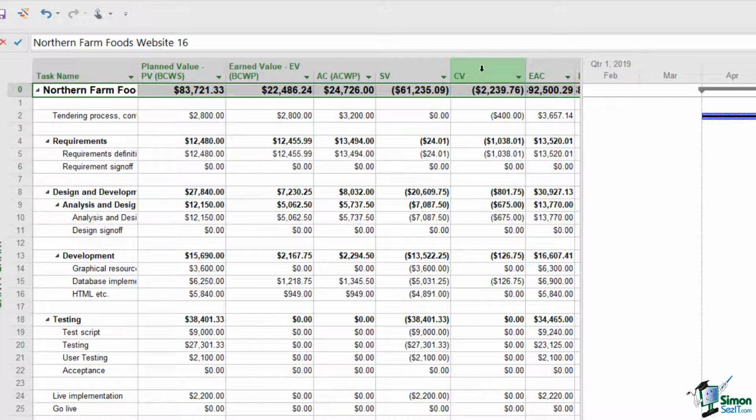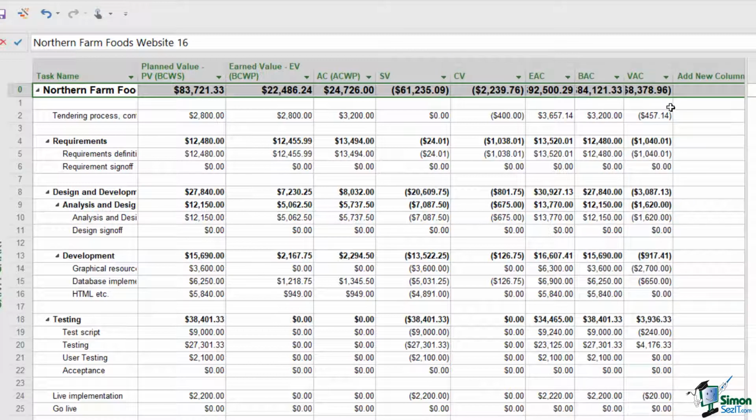But the negative values indicate that we are spending more than the earned value deserves, or if you like, we're spending more to do the work than we should be spending. So a negative cost variance is also bad news. Now the final 3 columns here all anticipate what will happen at the end of the project.